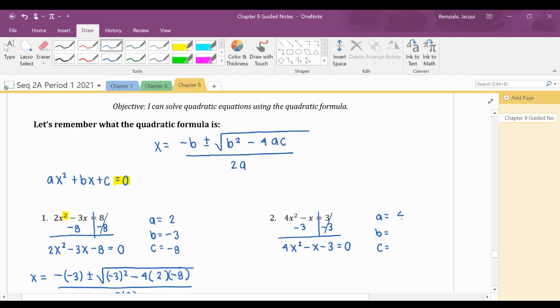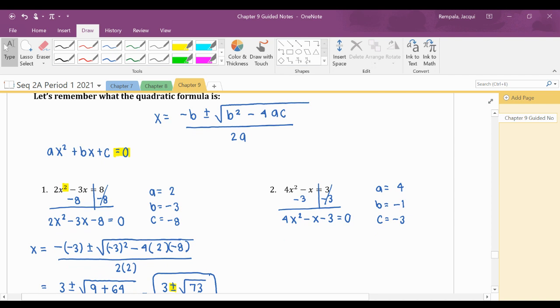Remember, a is in front of my x squared, b is in front of my x, and c is the number without the variable. So we carefully have a 4, a -1 for b, and a -3 for c. I'm going to substitute those into my letters. So we'll have the negative, and then I want the b value.